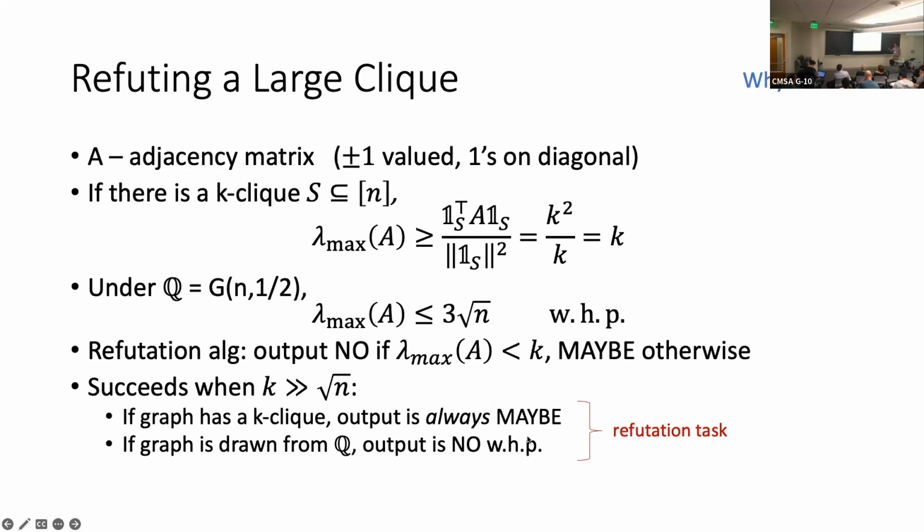Okay, and so why do we care about this? There's a few different reasons. We could first maybe make up a story about how the clique represents some kind of malicious structure in your network, and so you need to be absolutely sure that it's not there.